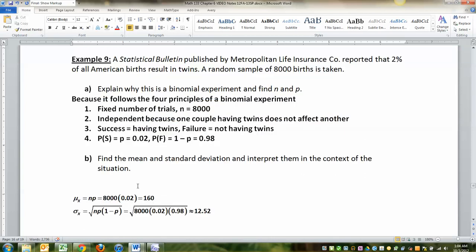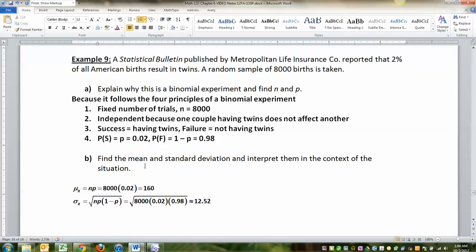All right, now what's the mean and the standard deviation? According to the formulas up at the top of the page, the mean is just n times p, which is 8,000 times 0.02, which is 160. And the standard deviation is the square root of n times p times 1 minus p. That's the square root of 8,000 times 0.02 times 0.98. And I just used a calculator or Excel to find that for me.